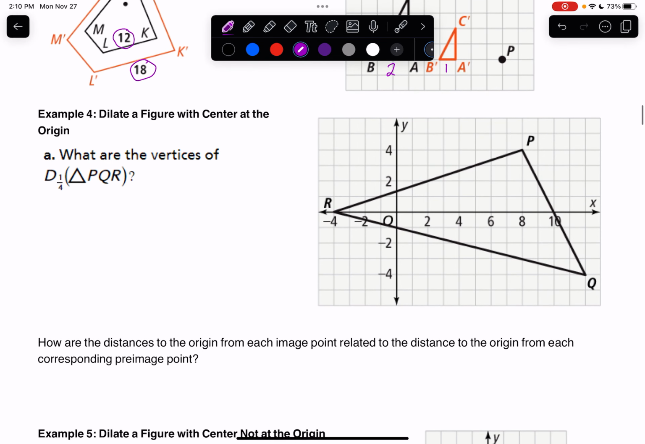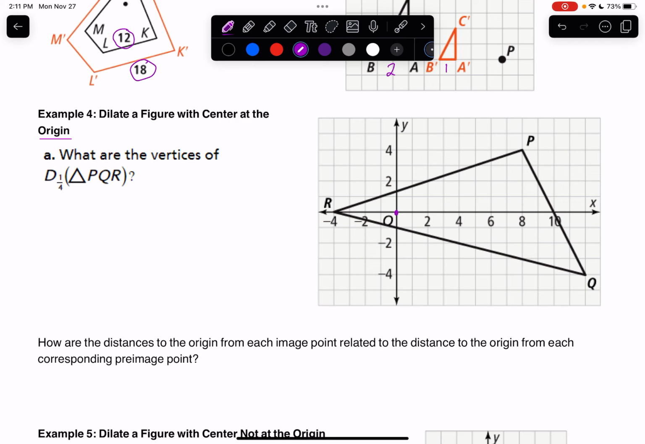There's a few different ways that we can dilate depending on the center of dilation. When the center of dilation is the origin, it's really easy and methodical to do a dilation because all the points in our shape are going to be multiplied by the scale factor because they're going to be further away or closer to the origin point, which in this case is 0, 0.